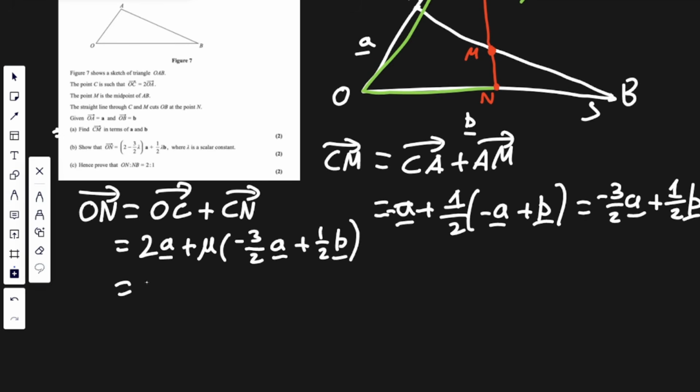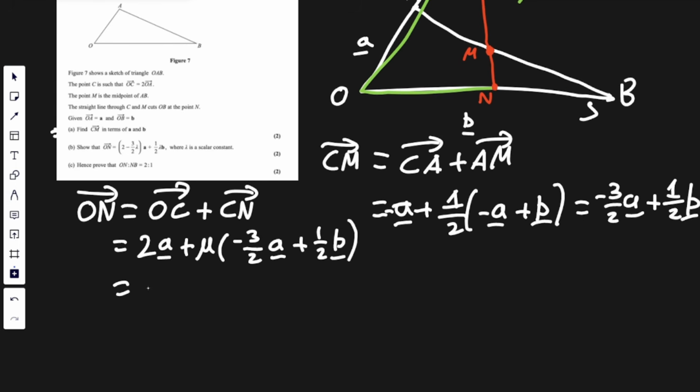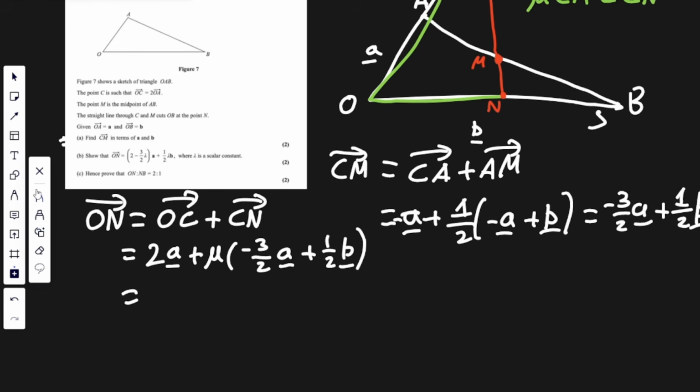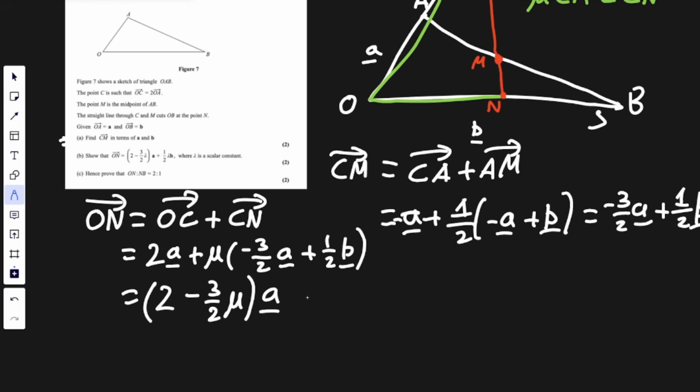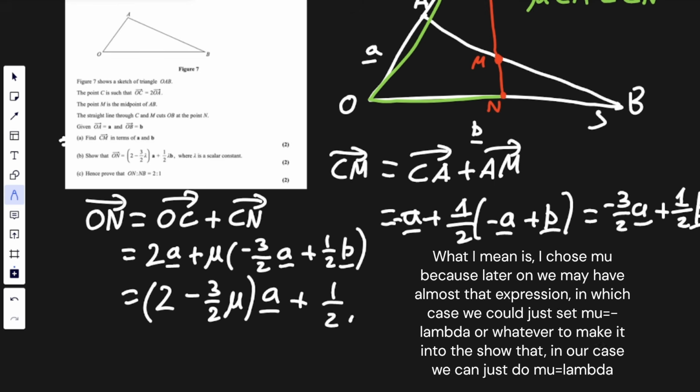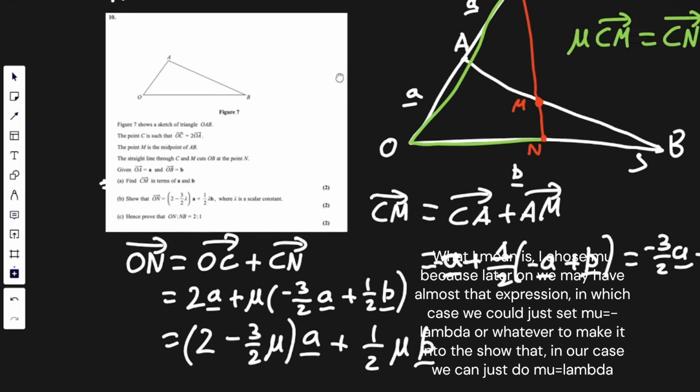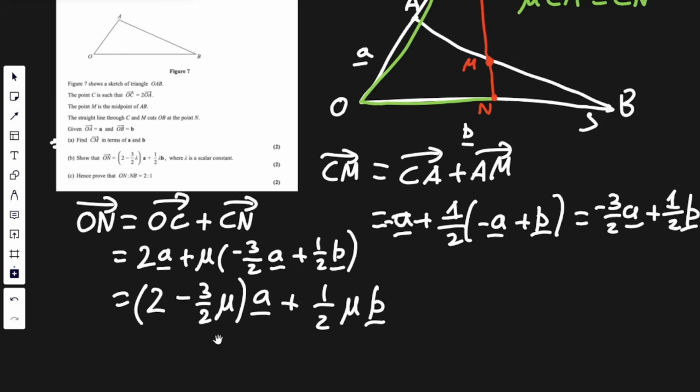So we get that if we factor out the a's, we have a singular 2 minus 3 over 2 mu, that's our a's. And then we have a half mu b. I'm not going to bother writing this out in terms of lambda. I chose mu so we don't have to make a change of variables later on. But yeah, it worked out fine anyway.